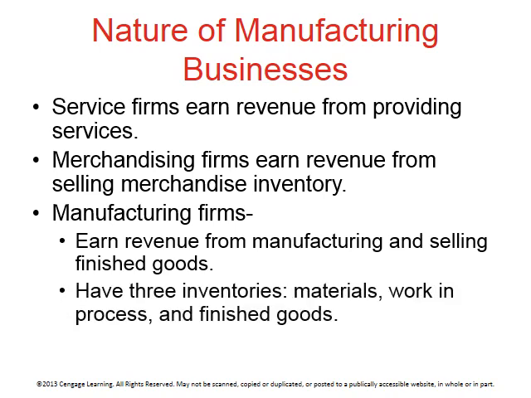And then we have our three inventories. Remember our birdhouse example. So our materials would be wood, work in process would be partially completed birdhouses, and finished goods would be completed birdhouses.